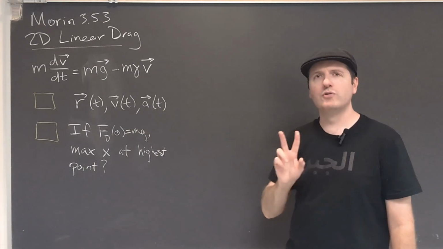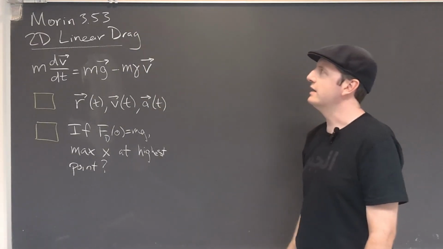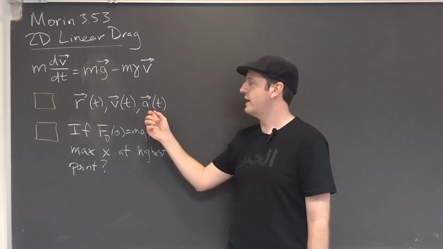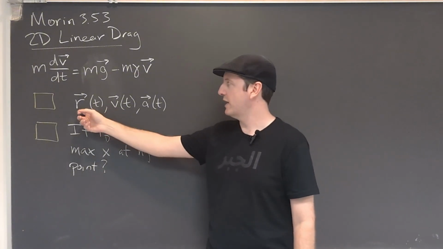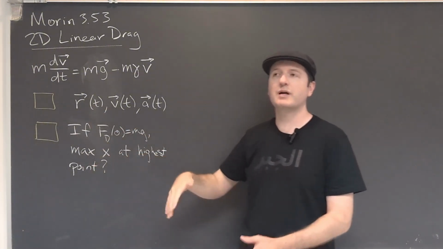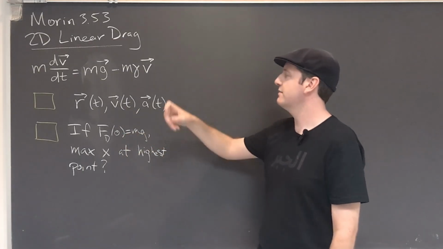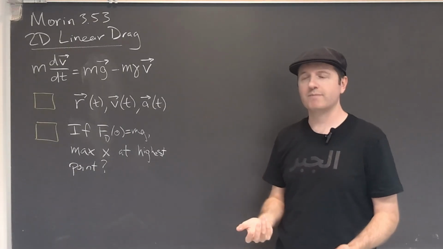We have two goals today, and this is kind of based on problem 3.53 of Morin's classical mechanics textbook. First thing I want to do is I want to determine all of these things. I want to know what is the position as a function of time, so the parametric representation of the trajectory. I want to know the velocity as a function of time, both components, and I want to know the acceleration as a function of time, both components.